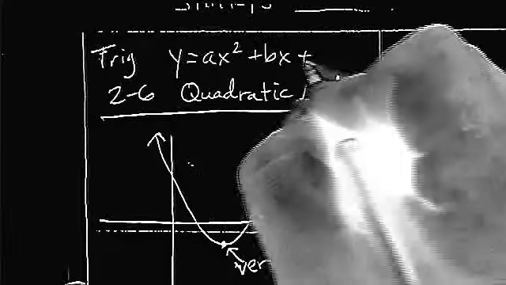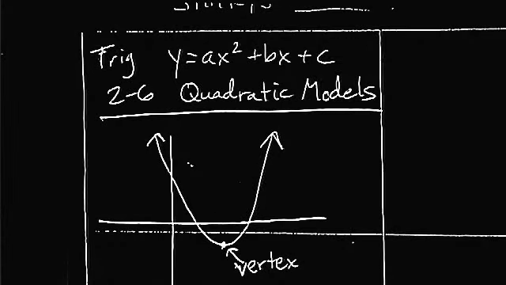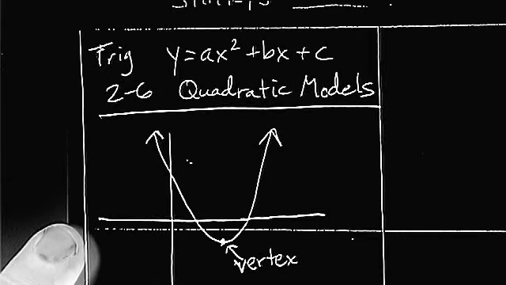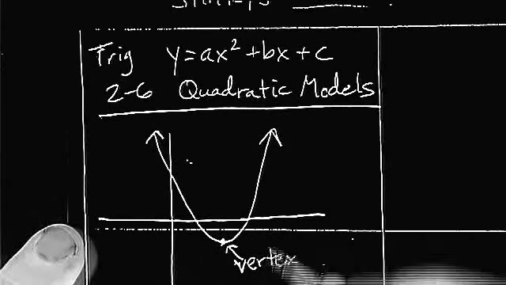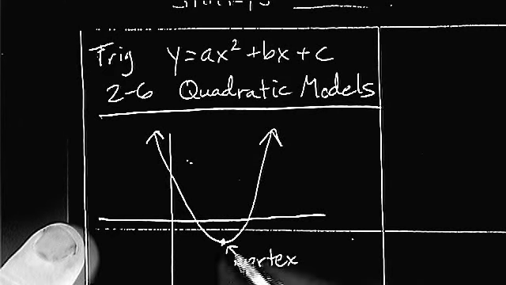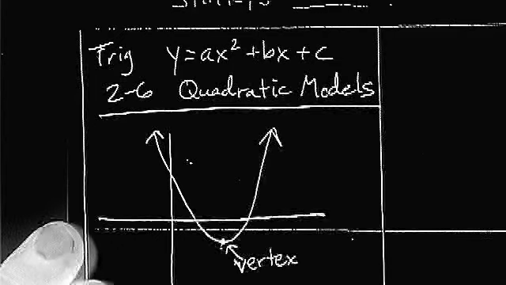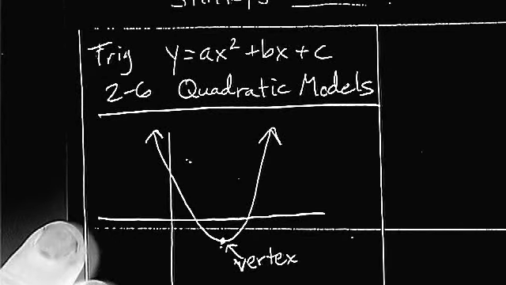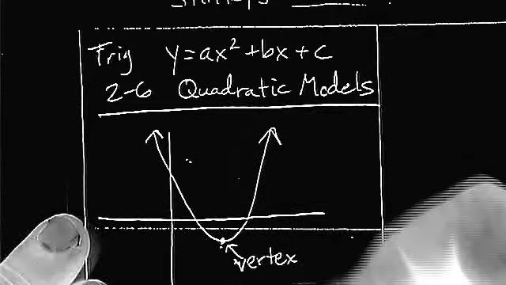You can actually switch X and Y, and then you can have one that opens left and right. But we're going to stick to the up and down for what we're doing in this particular section. The parabola, let's suppose it looks like this, and it opens up. I realize that mine doesn't look as balanced as it should, but I hope you can get over that. The point where it changes directions, in this case at the bottom, or if it was opening down, it would change directions at the top, is called the vertex.